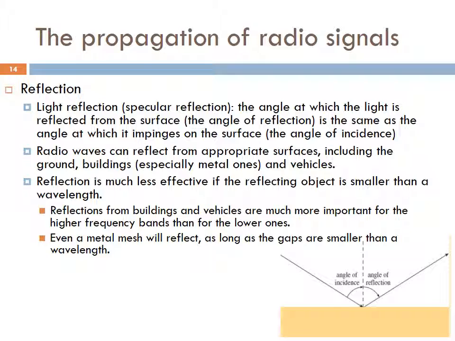Reflection. You are probably familiar with the reflection of light from smooth surfaces, such as polished metal, glass, glazed tiles, and so on. This is described as specular reflection, with the key property that the angle at which the light is reflected from the surface is the same as the angle at which it impinges on the surface. This is shown in the following figure.